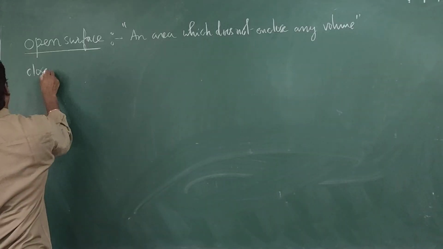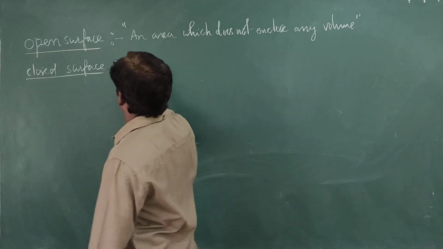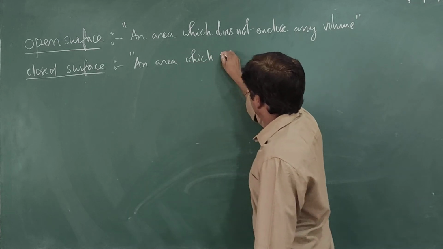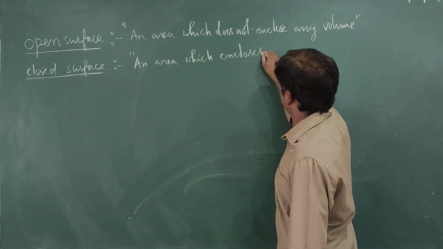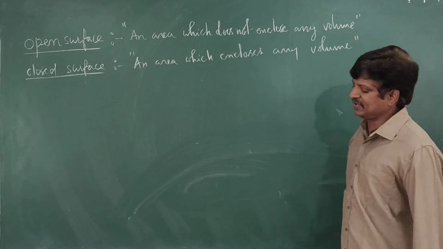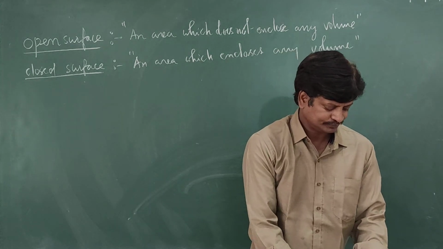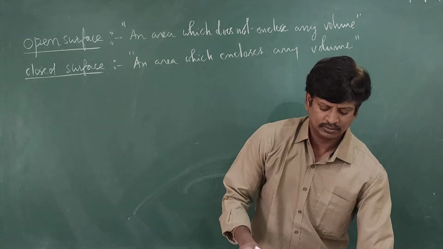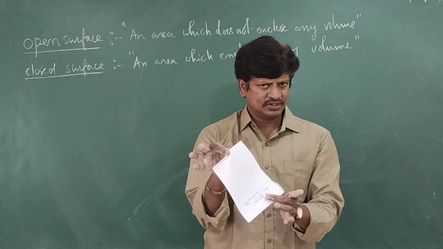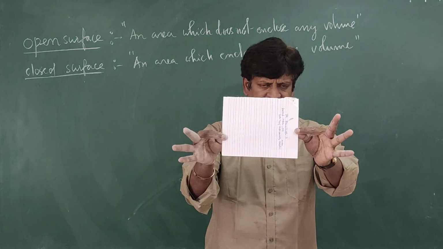Then we have one more, closed surface. What is the meaning of closed surface? An area which encloses any volume, then that type of surface is called as closed surface. Let me give you an example. For example, there is a paper. Is it open surface or closed surface? Does it enclose any volume? No. So it is open surface or closed surface?